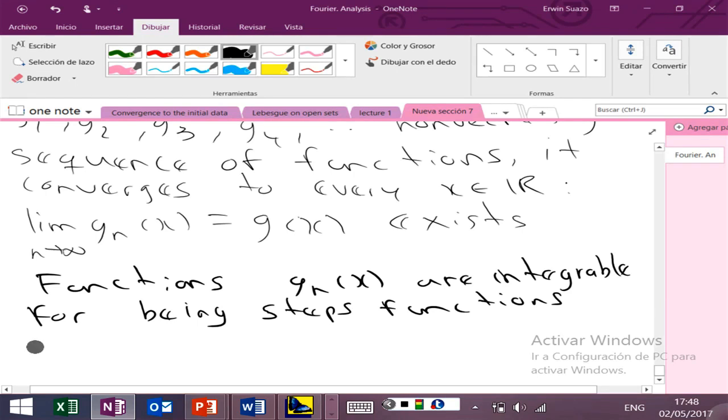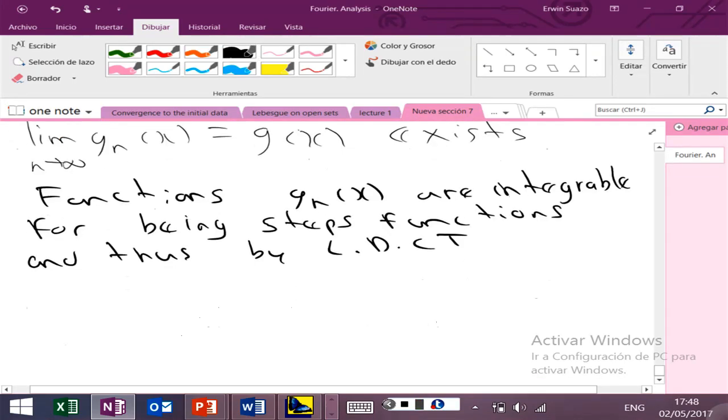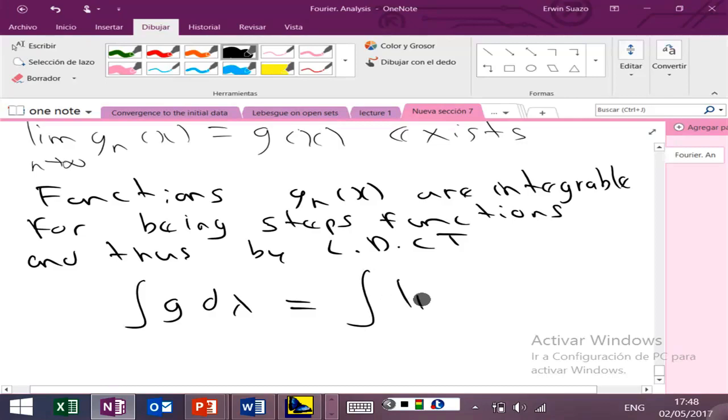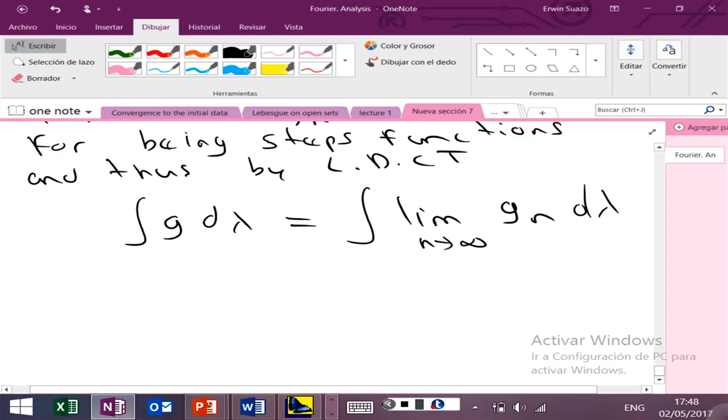And thus by the Lebesgue dominated convergence theorem I can do the integral of g d lambda equals the limit as n goes to infinity of the integral of g_n d lambda. That's by Lebesgue measure. Because they are simple functions, I can do this.